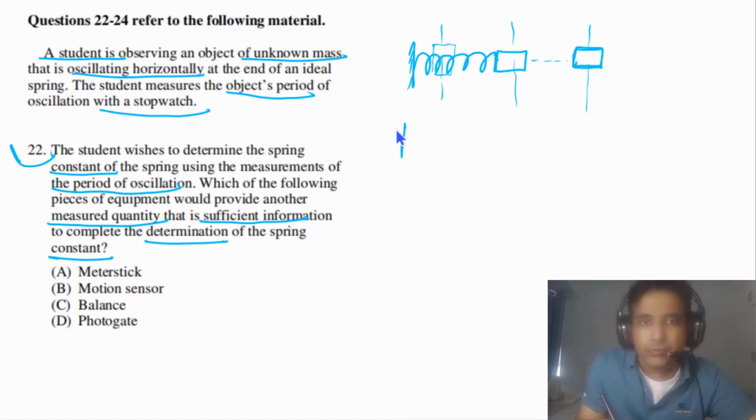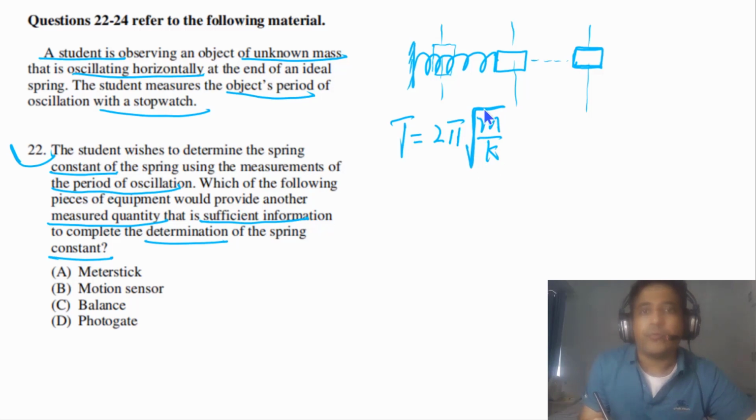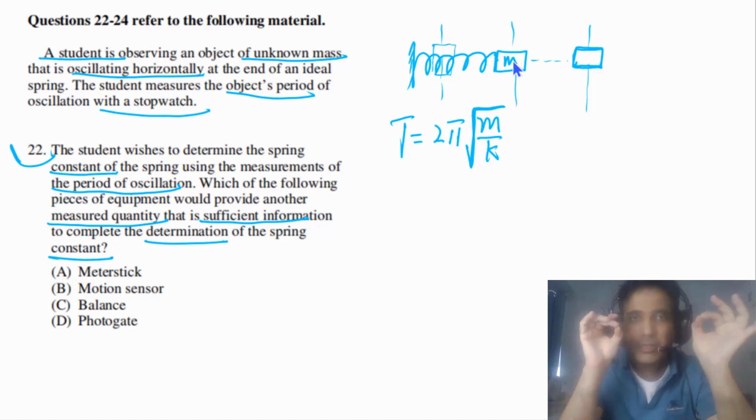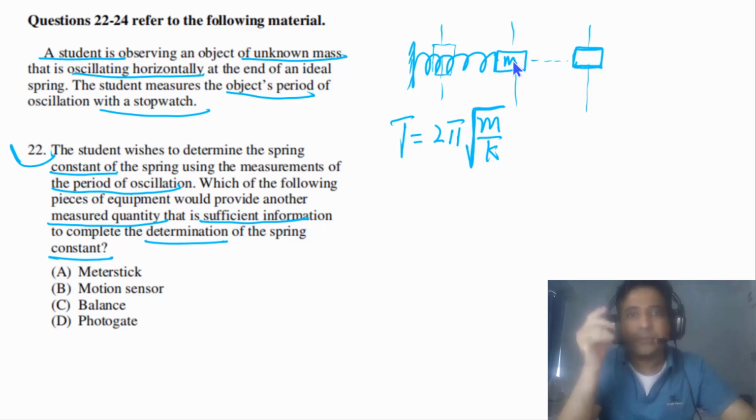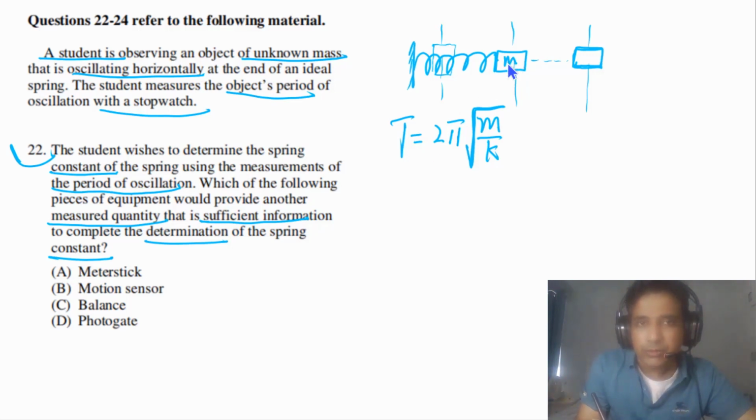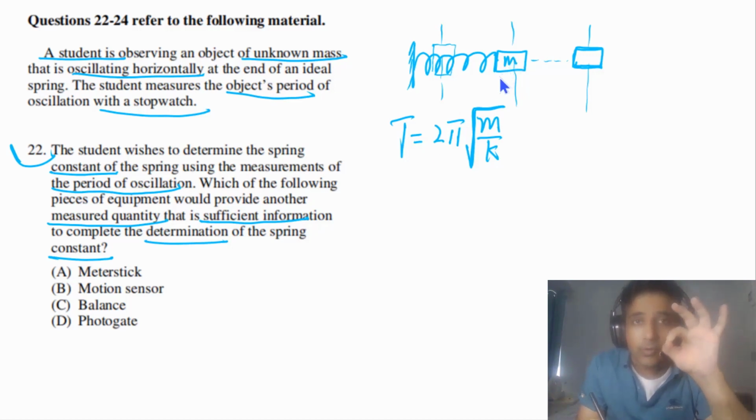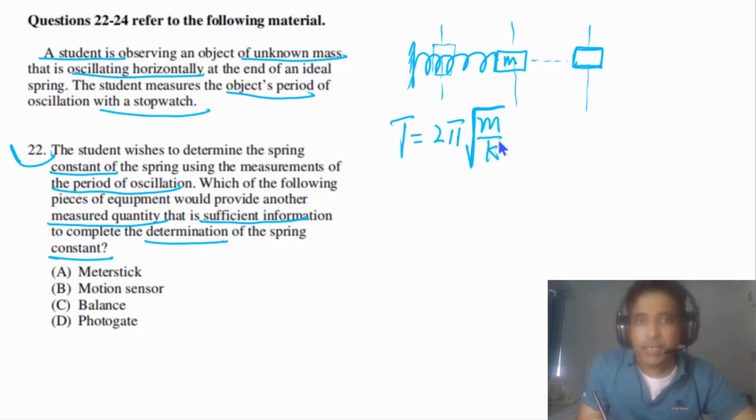We need to understand how we can determine the time period of a spring mass system. The time period is simply T equals 2 pi square root of m over k. m is the mass attached at the end of the spring, not the mass of the spring. In this case we are talking about an ideal spring, meaning the spring is massless. So you only need to take the mass at the end of the spring, and k is the spring constant.